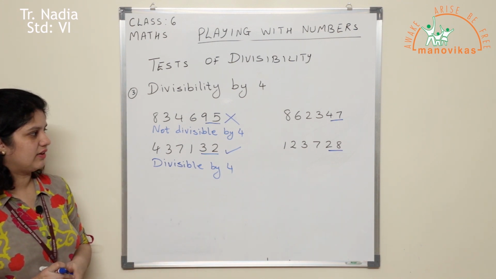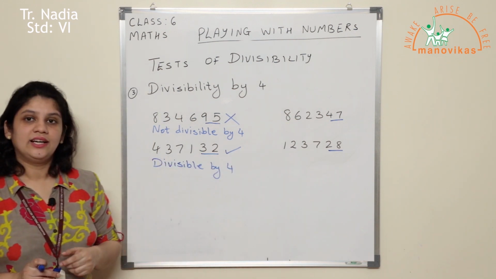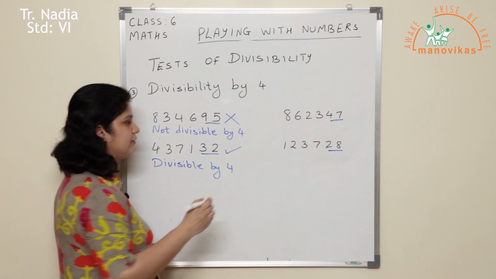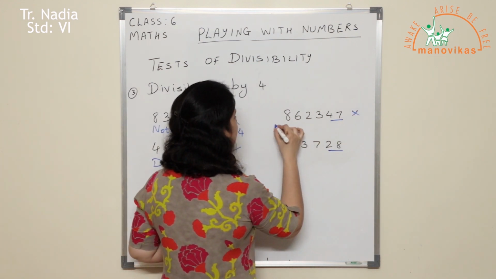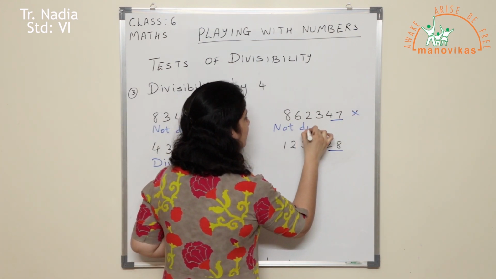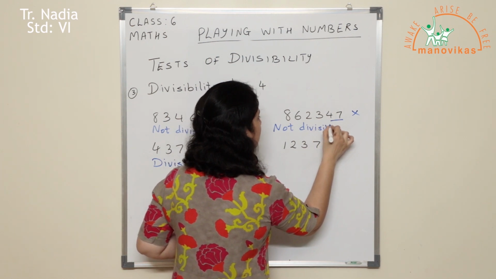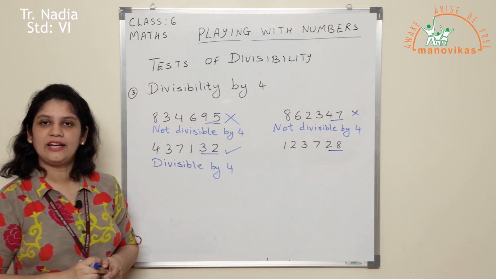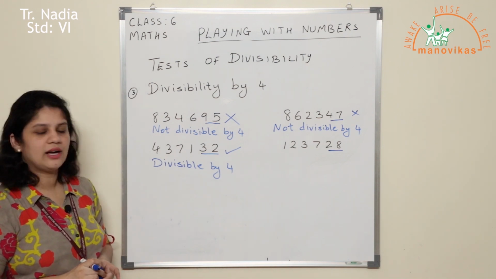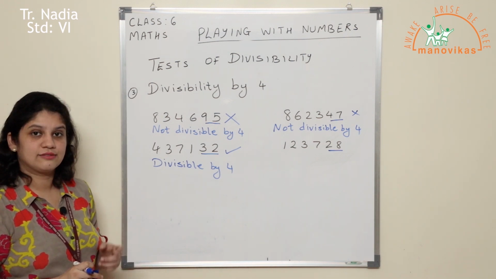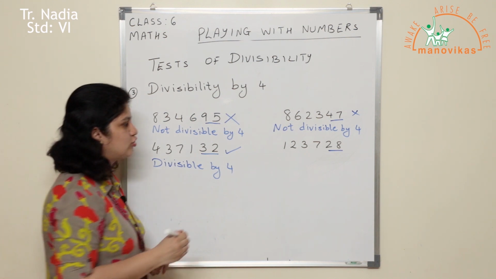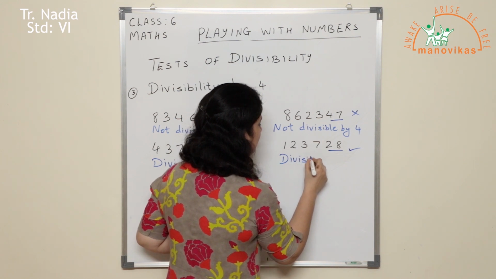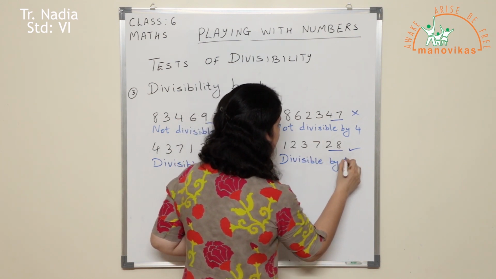Let's move to the next one. We have 47. Does 47 come in the 4 table? No, it does not come in the 4 table. So again, I will say this number is not divisible by 4. And then in the last one, I have 28. Does 28 come in the 4 times table? Yes, 4 7s are 28. So I will say this number is divisible by 4.